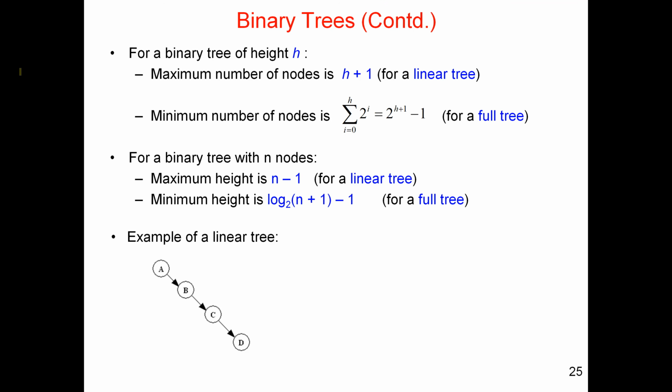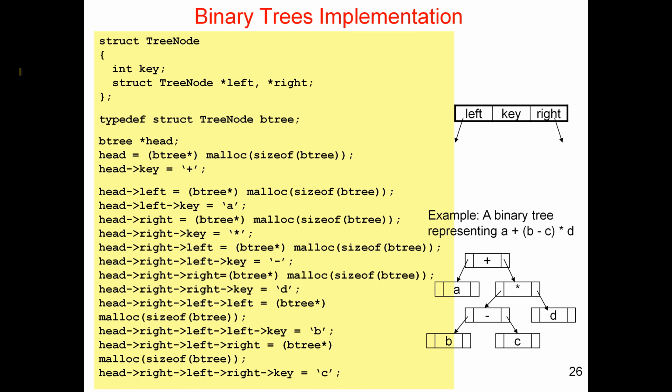All right. So for binary trees, we already have an idea of how many nodes a binary tree of height h has, and the maximum number of nodes is h plus 1 for a linear tree. For a full binary tree it is 2 to the power of h plus 1 minus 1. Minus 1, why? Because there is a root node. For a binary tree with n nodes, you can actually have a calculation like this.